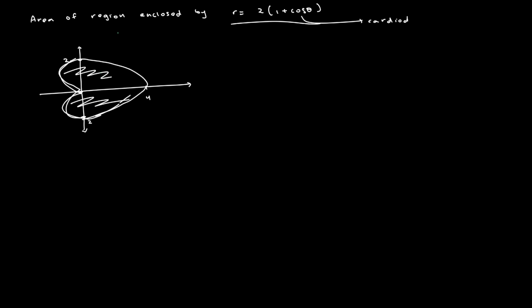And one thing we notice is that this function is symmetric across the x-axis. And here we're not trying to find the signed area, we're just trying to find the actual area. And so we can find the integral from theta equals 0 to pi, and then double it to get the total area because of the symmetry.